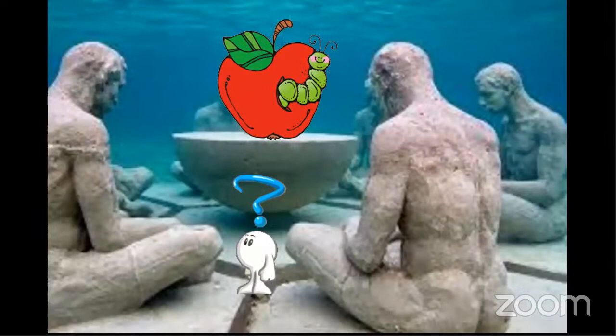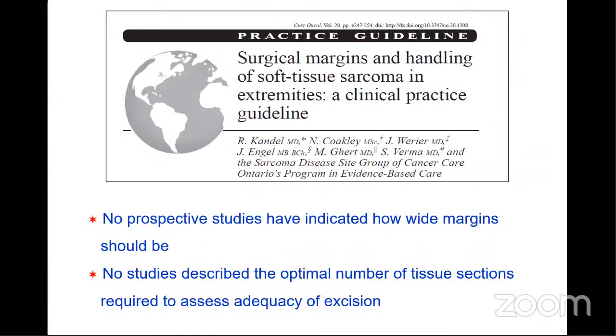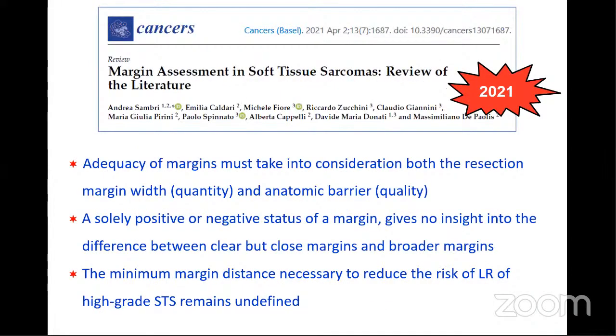So I hope at the end of this lucid talk of mine, you have complete clarity in what your margins should be. In case you don't, be not depressed, because people wiser than you have faced this problem. This is a practice guideline that says that there have been no prospective studies that describe how wide margin should be, and no one has been able to say how many sections should be taken to assess the adequacy of excision. And this is all beautifully encapsulated in this very recent review article of 2021 that says that adequacy of margins must take into consideration both quantity and quality, and a solely positive or a negative state really gives you no insight between whether you had clear or close margins. And the minimum margin distance necessary to reduce the risk of local recurrence still remains to be defined.